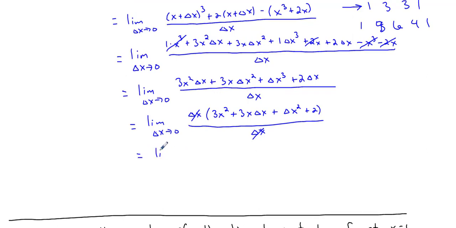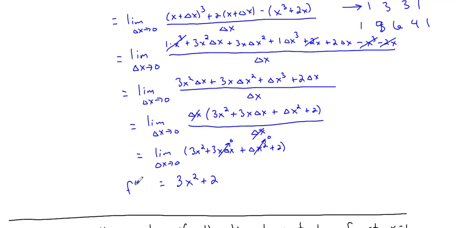And we get the limit as delta x goes to 0 of 3x squared plus 3x delta x plus delta x squared plus 2. If you let delta x go to 0, that means this term goes to 0, this term goes to 0, and with our direct substitution, we are left with 3x squared plus 2, and that is f prime of x.